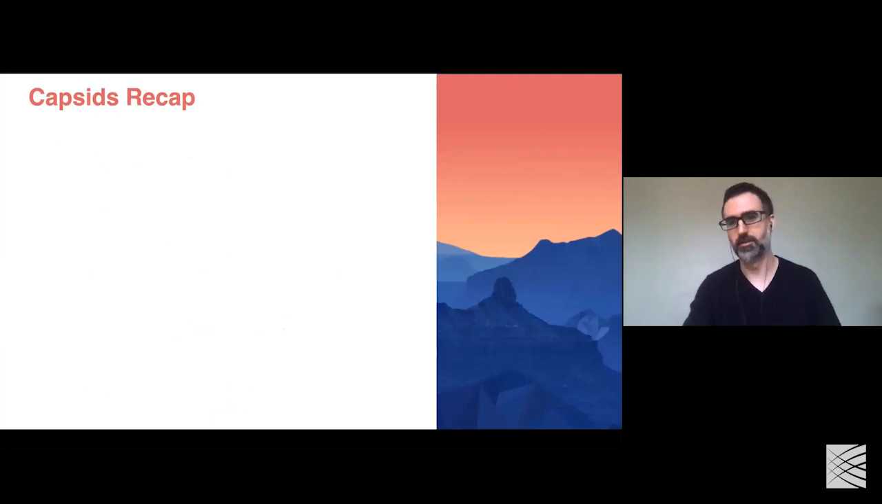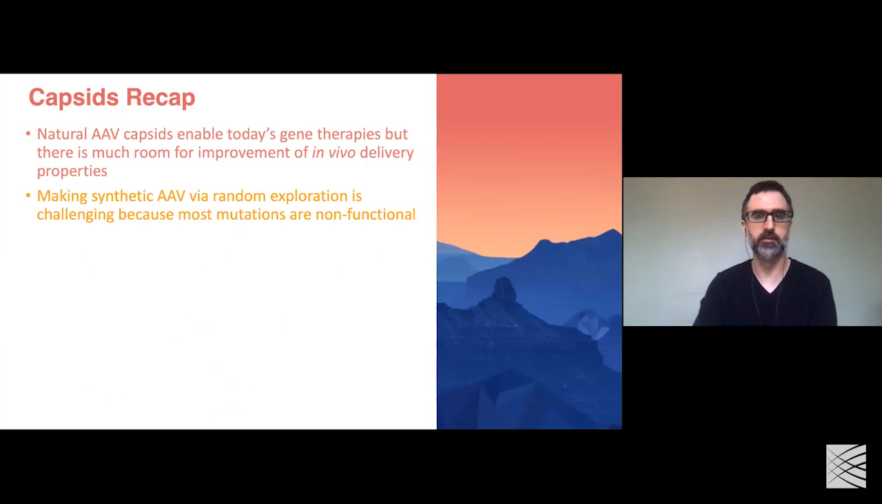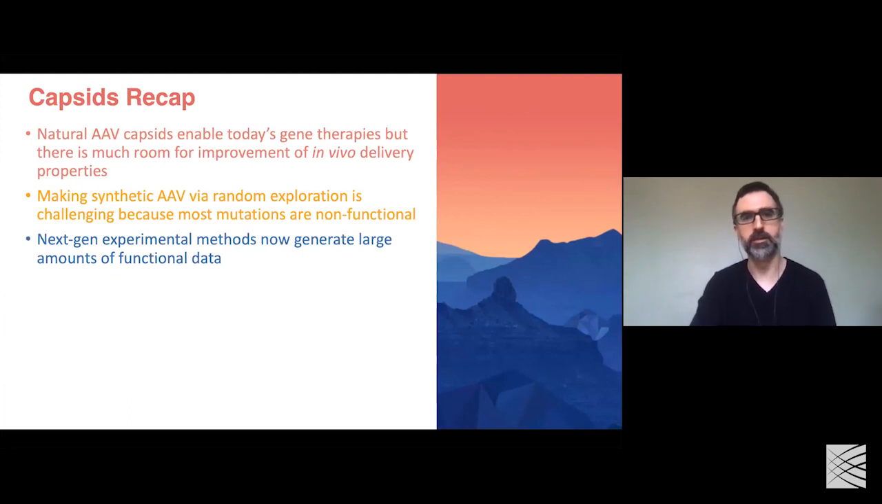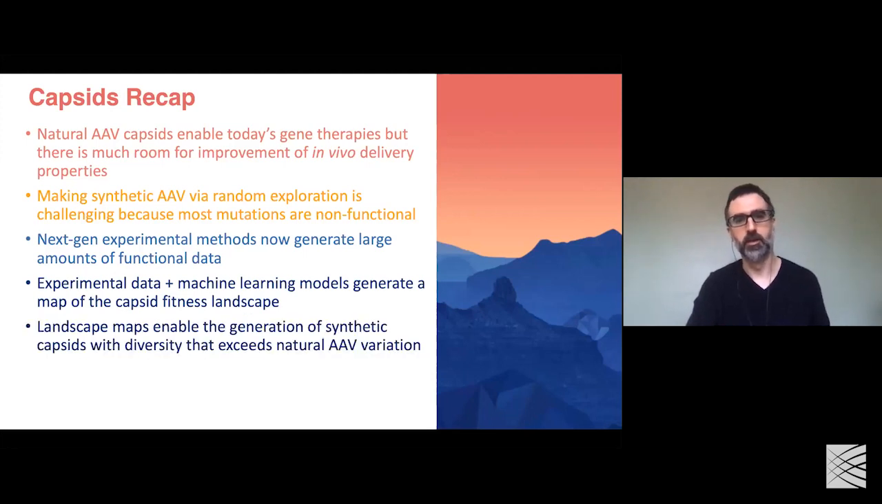So just to recap this talk on capsids, natural AAVs enable today's gene therapies and have been successful at treating a small number of diseases, but there's great room for improvement to make them better technologies for in vivo gene delivery. That's challenging if you build your libraries randomly, because most of the space is non-functional. But these new methods enable us to generate huge amounts of data quite rapidly. And machine learning models trained on that data can build these maps of the capsid fitness landscape. Those maps then enable this model-guided exploration.